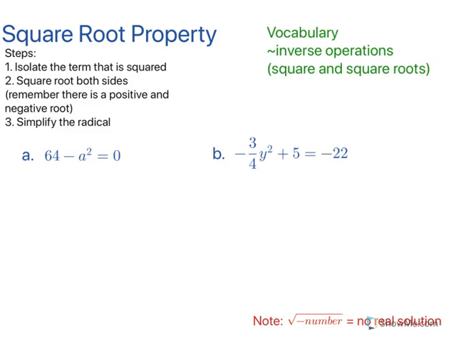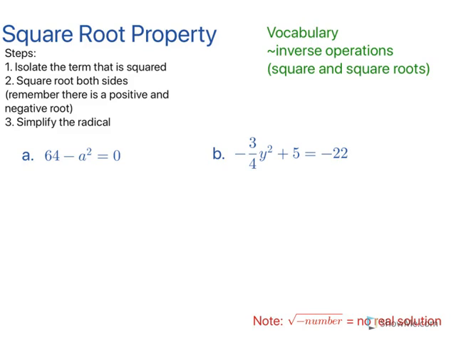Then we're going to square root both sides of our equation, remembering that when we take the square root of any number we have both a positive and a negative root. And then we're going to simplify underneath the radical. One small note before we get started is that if we have the square root of a negative number, we can't actually take the square root of that number, so in that case we would have no real solution.